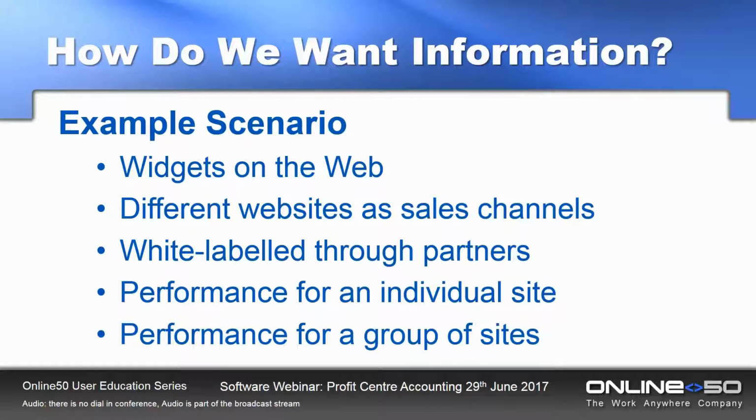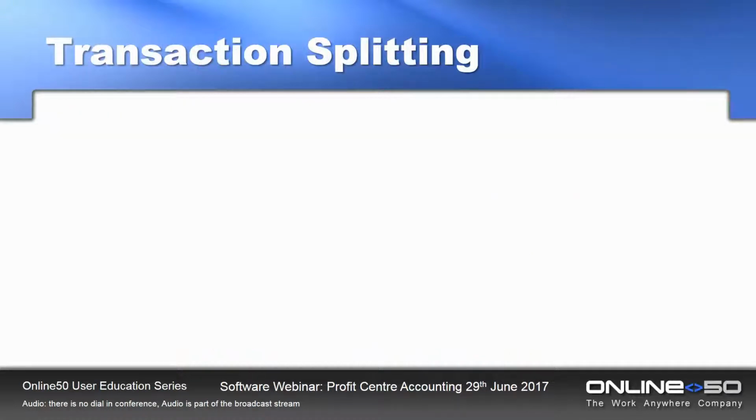There are 2 points that I want to bring out of this specific scenario that we've talked about. The first is transaction splitting. In the case where a single accounting transaction needs to be allocated against more than one entity, so websites in our example, it's usual for this to be split into separate transactions with each one allocated against a single entity. So for example, for our scenario, we might be looking at the cost of website hosting.